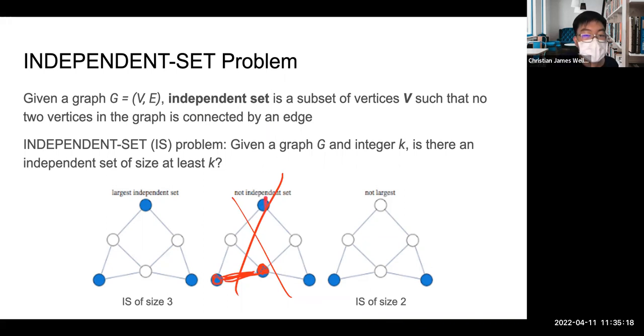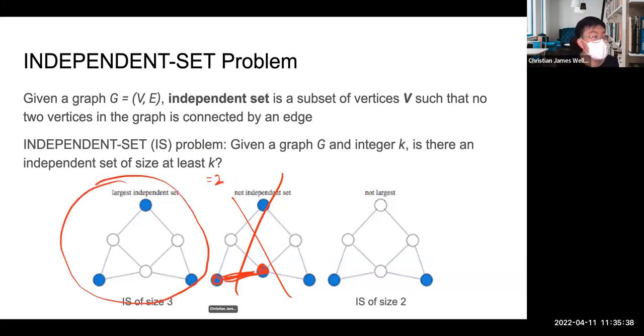But the decision problem here is to ask, does this graph have an independent set of size at least k? So I'm satisfied as long as I can have an independent set of size at least k. For example, if k is 2 over here, I'm satisfied with this. This graph together with k equals 2 is a yes instance because we have an independent set of size 3, which is at least size 2. And I should mention that the input to this problem is a graph and the number k.